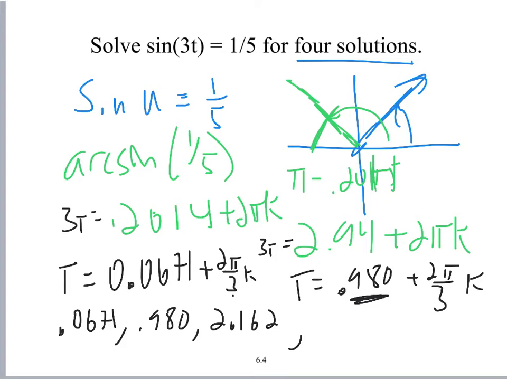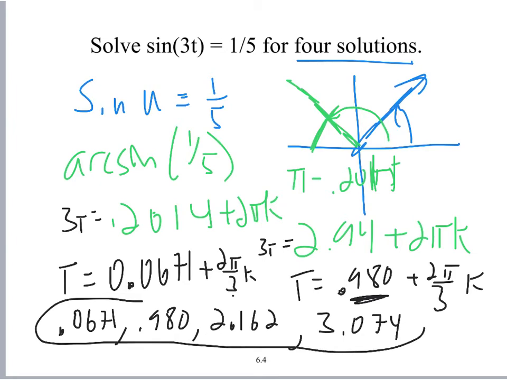Plus 2 pi divided by 3. I'm getting 3.074. So those are the first four solutions. How can I check to see if I'm right?